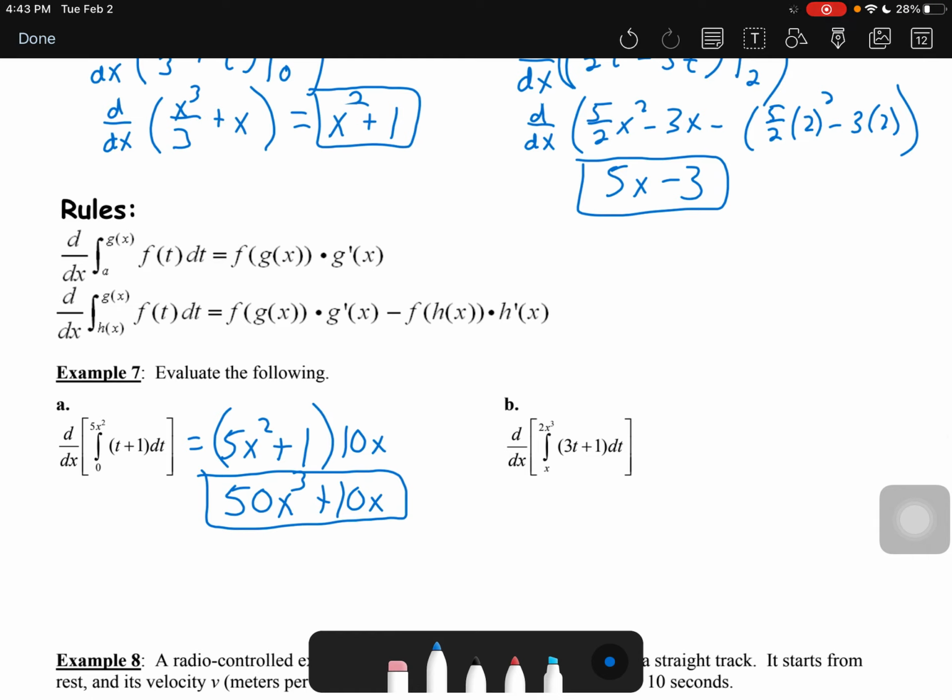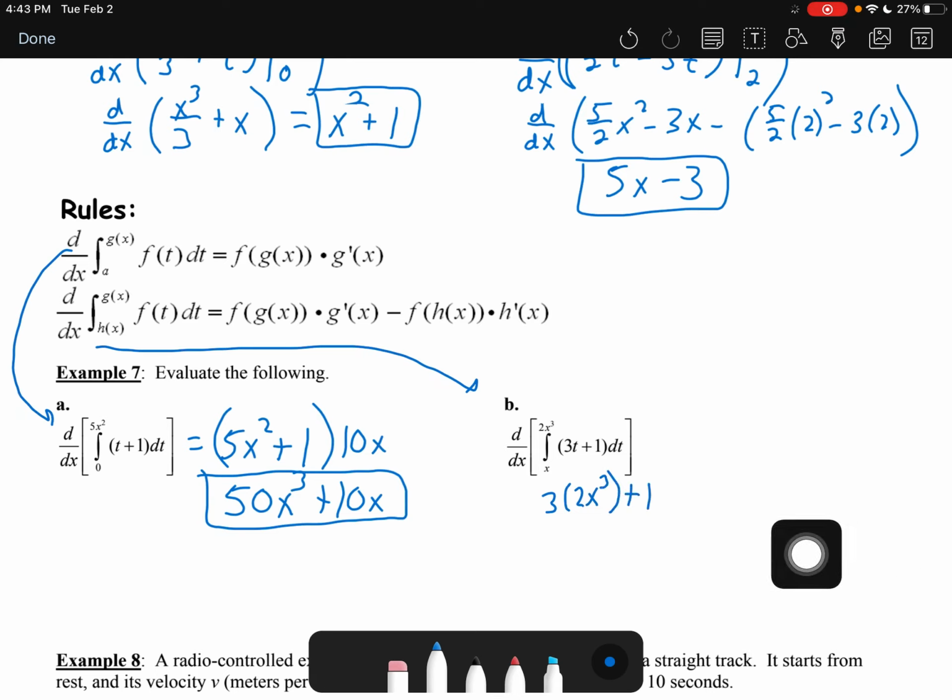And on the next one, so this was this rule for part A, and I think for part B, because we have a function here and one on the bottom, it's not a constant on the bottom, then we'll have to apply this rule right here, this second rule. Okay, so again, just replace. So 3 times t becomes 3 times 2x cubed plus 1. And then we have to do a chain rule there, which means we have to multiply that by 6x squared, which is the derivative of that 2x cubed, 6x squared.